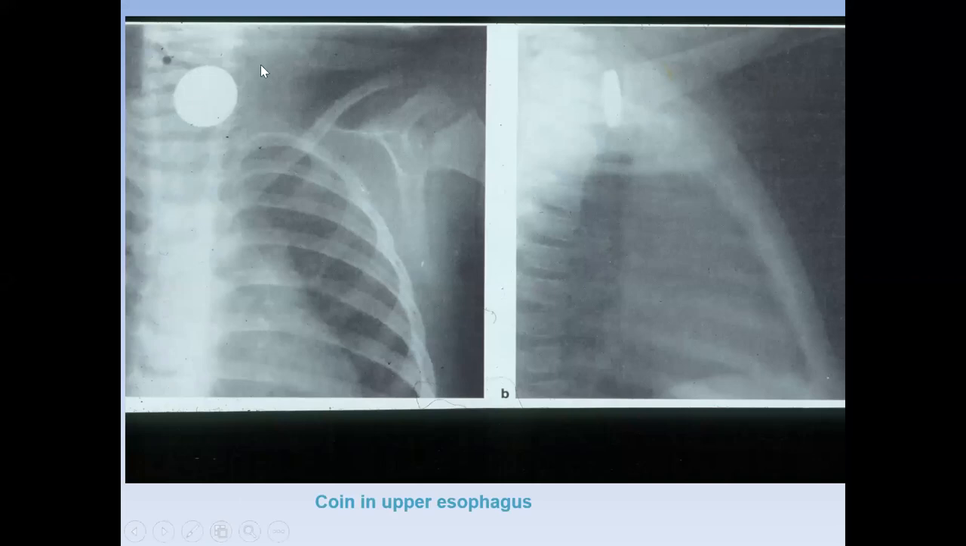So this is an AP, and this is lateral. As you can see, you have a circular radiopaque object. So this is a coin, and it's in the cervical esophagus.